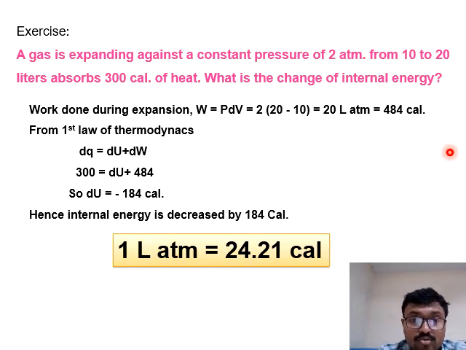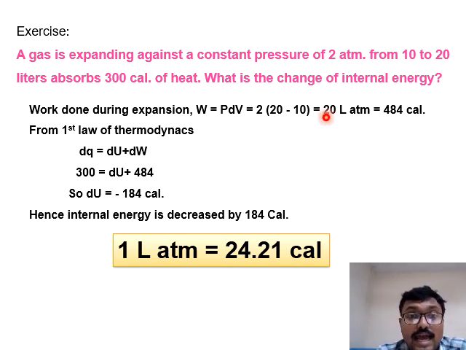Now let's do one problem. A gas is expanding against a constant pressure of 2 atmosphere from 10 to 20 liter, and absorbs 300 calorie of heat. What is the change of the internal energy? First we have to calculate the work. Pressure is constant and given, and the volume change is 20 minus 10, that is 10 liter. So 10 into 2, so 20 liter atmosphere is the work done.